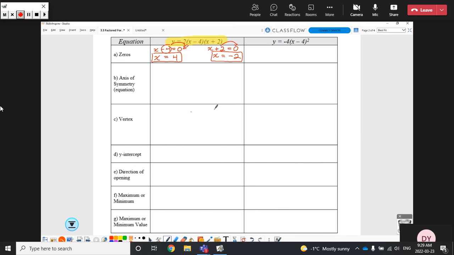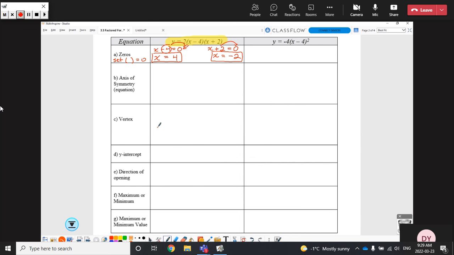Maybe we can write a little note to ourselves. Set the brackets equal to 0. Whatever's in the brackets equal to 0.